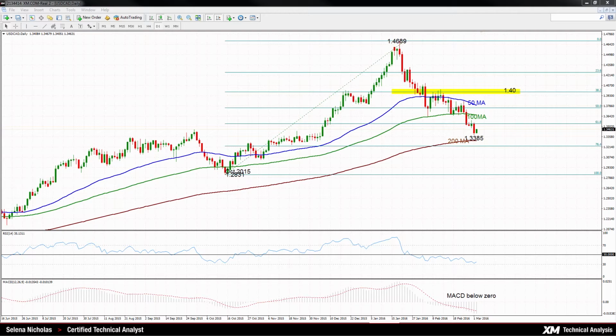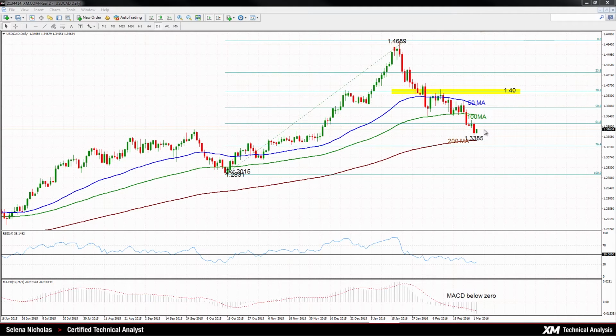The Canadian dollar staged an incredible recovery since the start of this year after reaching its weakest level in over 12 years. So if we look at the USD CAD chart, we're on the daily chart now. You can see the pair has been falling since the high of 1.4689. That was in January, and it fell to a low of 1.3385, a 3-month low this week.